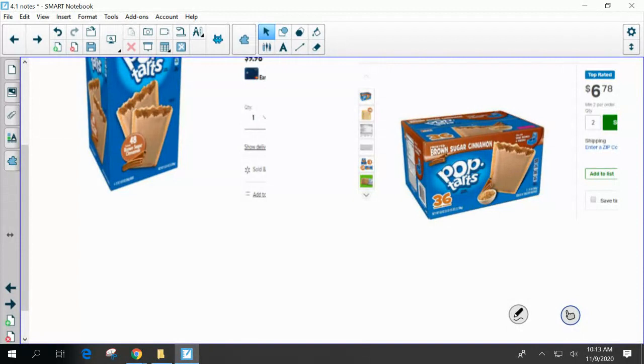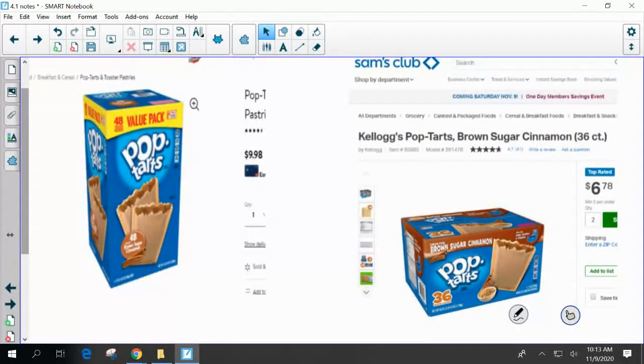So here's an example of some Pop-Tarts. On the left you have Walmart, on the right you have Sam's. We're going to find out which one's a better deal. Walmart and Sam's are actually the same company, but they're different stores. They're not the same store.